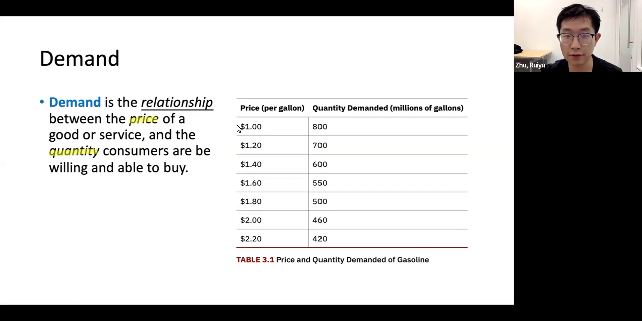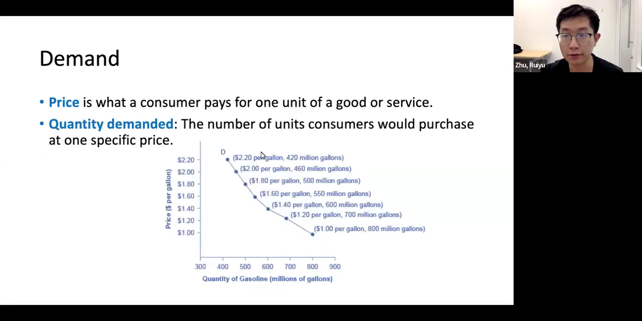Which means if the price is very low, $1, the consumers are willing to buy 800 million gallons of gasoline. Right? As the price increases, consumers are willing to buy less and less quantity of gasoline. So demand connects price and quantity demanded. Quantity demanded means the number of units that consumers will purchase at one specific price. So that's the relationship between price and the quantity demanded.